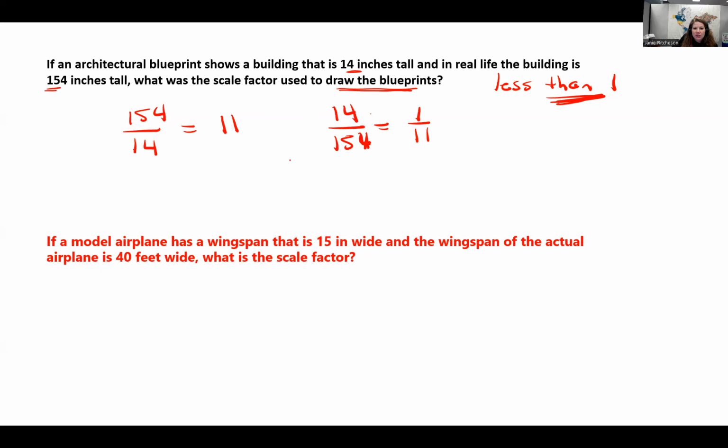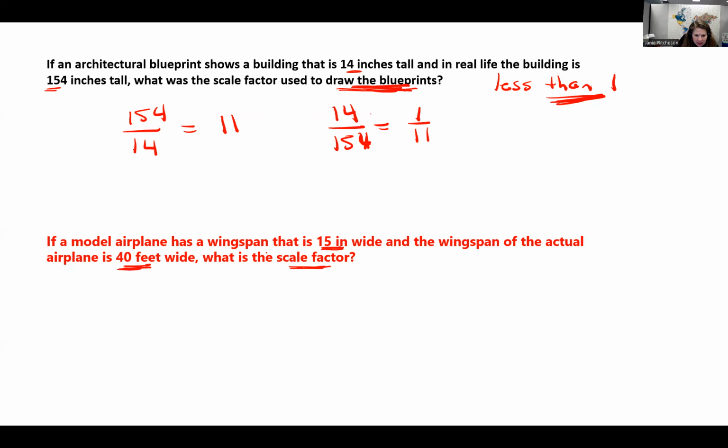Okay, 1 over 11 to draw the blueprints. That means we have to start with the big and make it small. The second one: if a model airplane has a wingspan of 15 inches and the wingspan of an actual airplane is 14 feet wide, what is the scale factor?